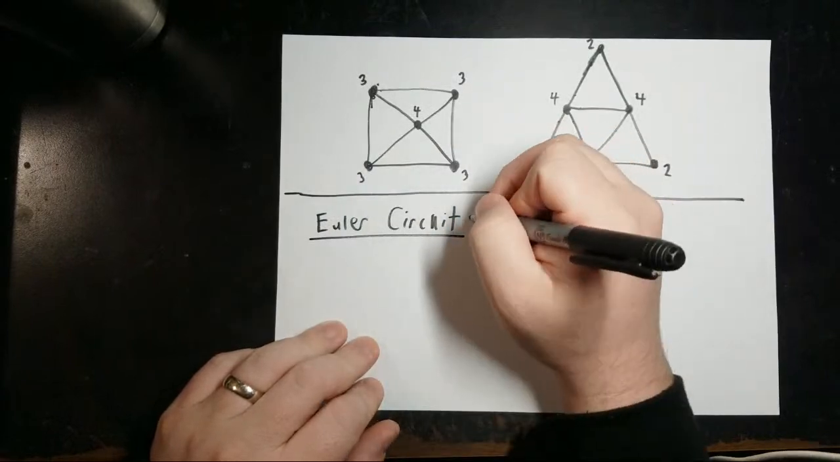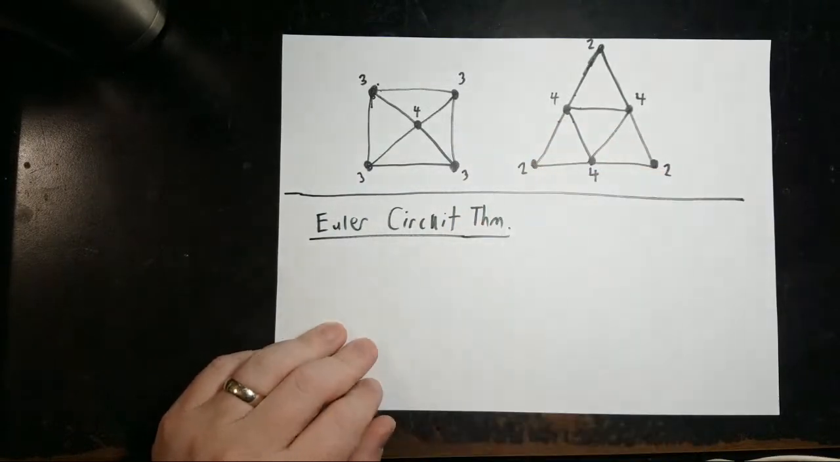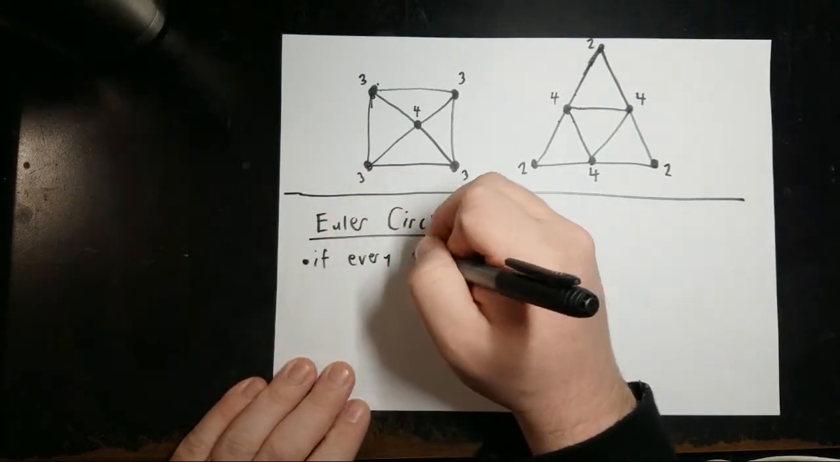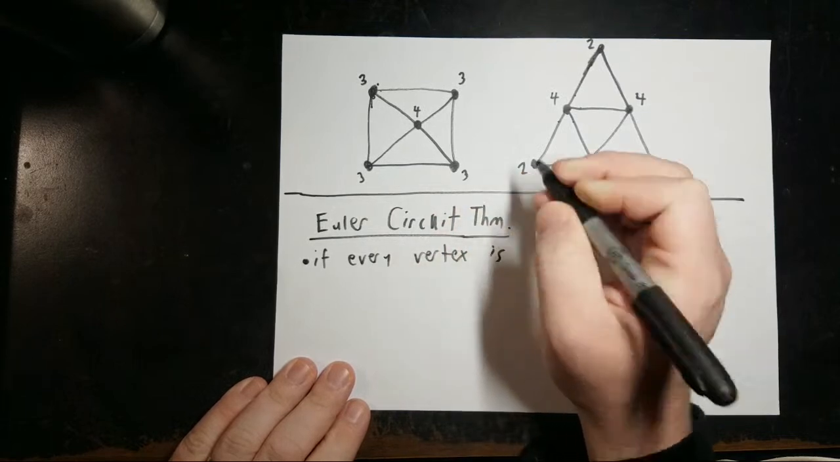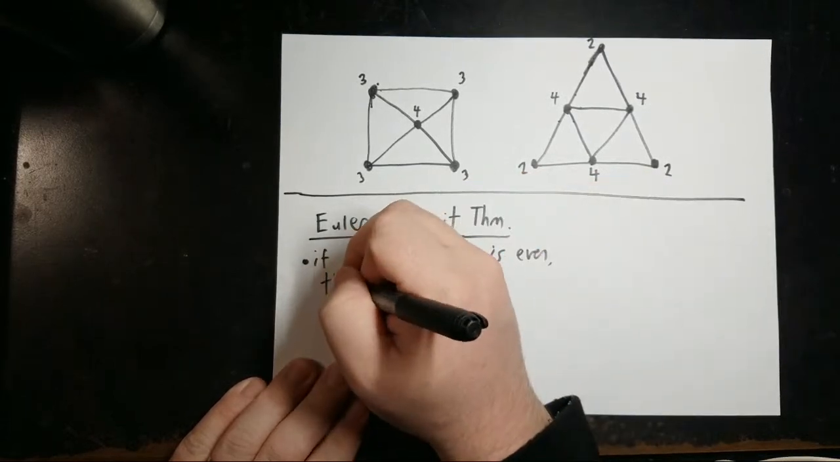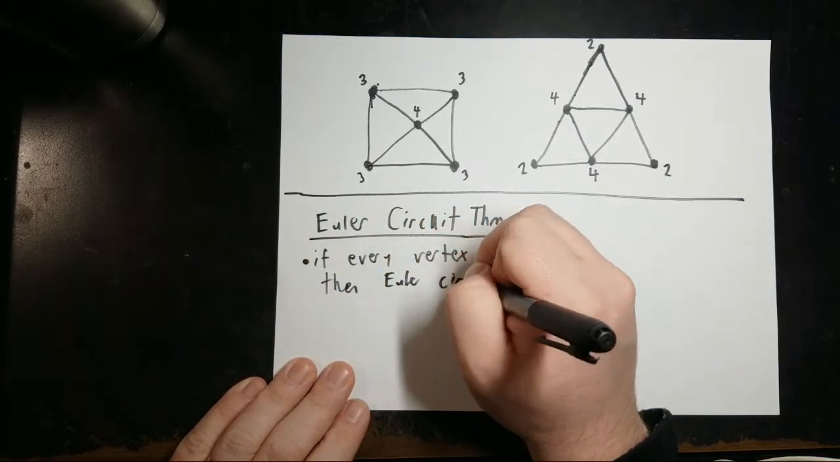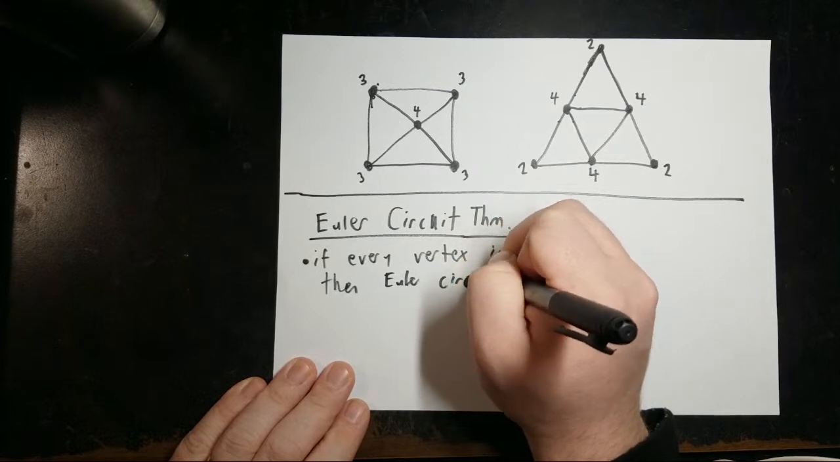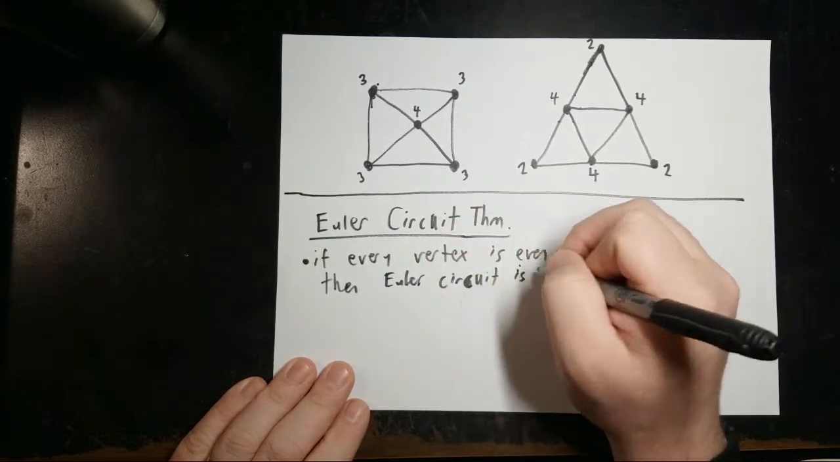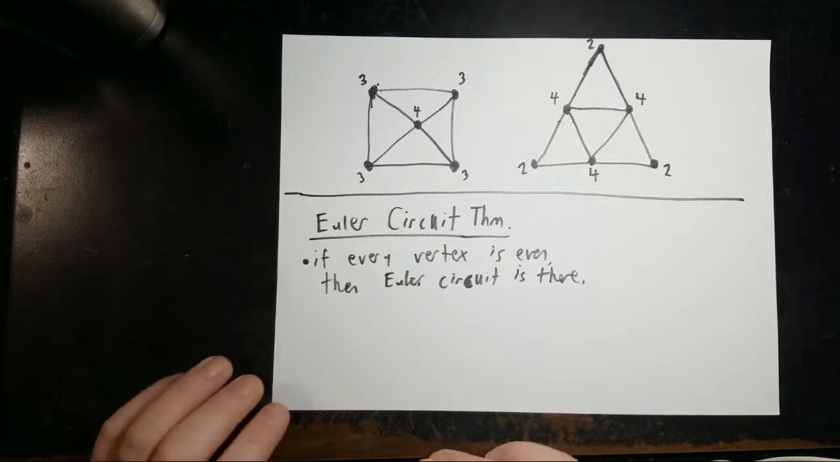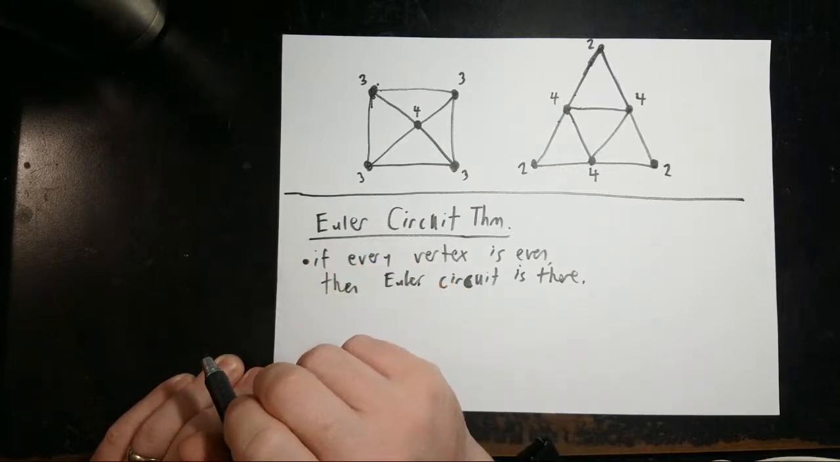Euler circuit theorem. If every vertex is even, then an Euler circuit is there. You just have to find it. Euler circuit theorem. If every vertex is even, then an Euler circuit's there. You got it.